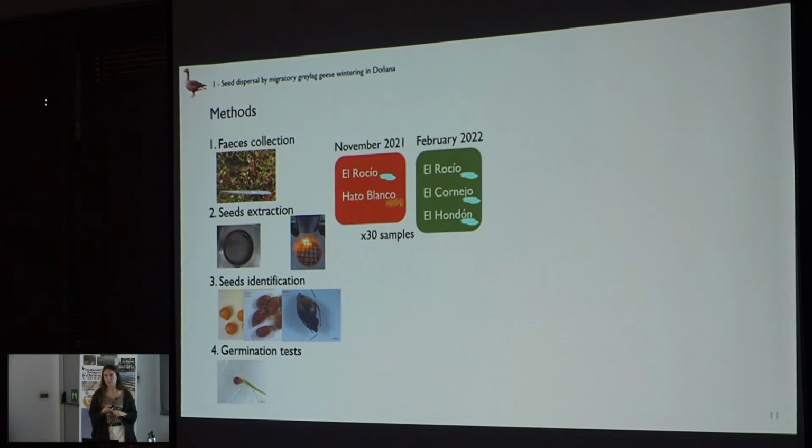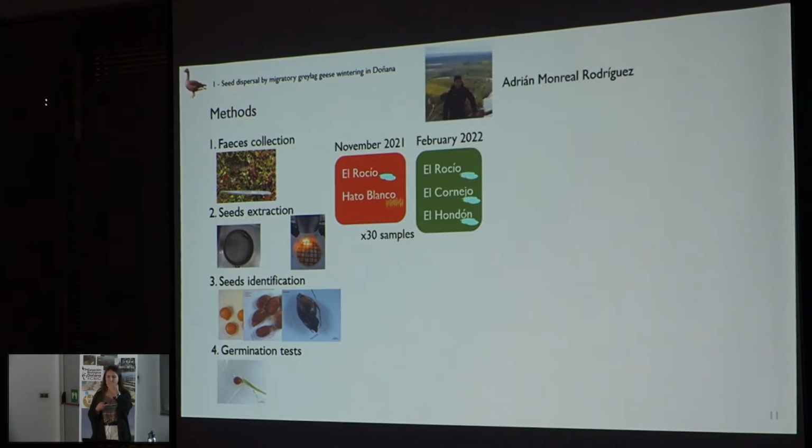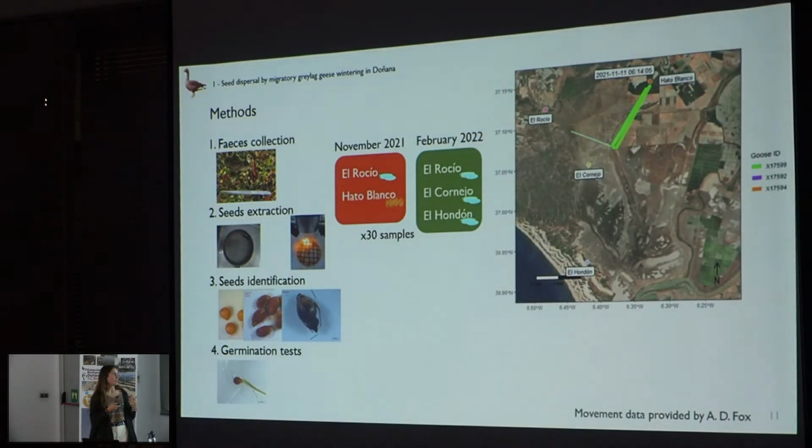So we collected feces in 4 different sampling sites, 3 natural marshlands and 1 artificial wetland, which was the Lucio del Palacio rice fields, and we analyzed 30 samples per sampling site. And this was a project that started with Adrián Monreal's master thesis. Here you can see the location of the sampling sites. Here we have the rice field, and here the natural marshes.